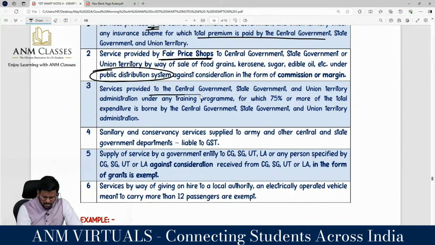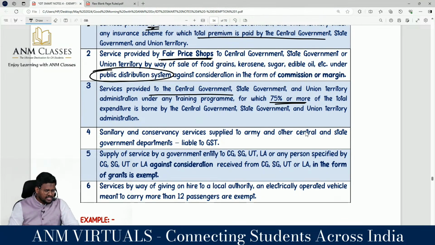Service provided to the central government, state government, union territory administration under any training program. For example, you are a training institute, you are conducting a program for which 75% or more of the total expenditure is borne by the central government, state government, local authority or union territory administration, then it is exempt from GST. It's the same as the insurance we have talked about.